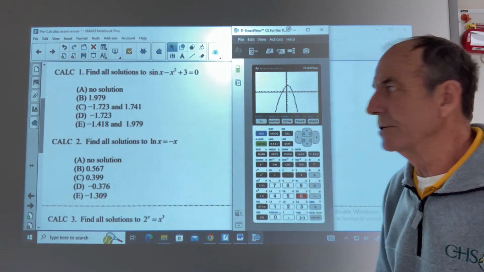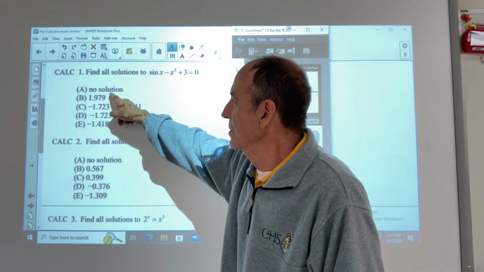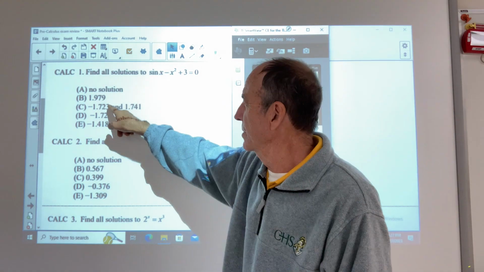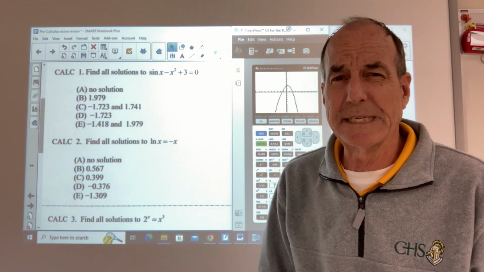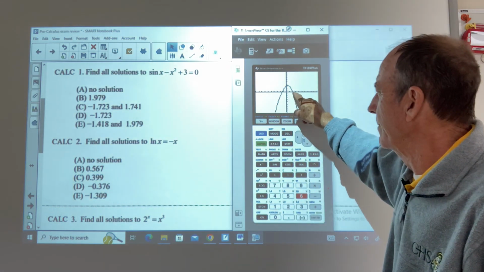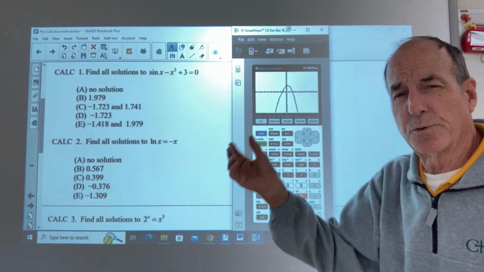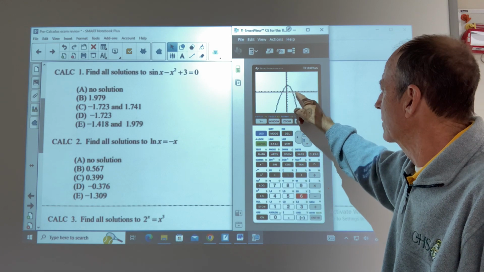I see 2 zeros. No solution would be wrong. That only has one solution. That's wrong. There's 2 solutions here and 2 solutions here. It's either going to be choice C or E. We find one of them.